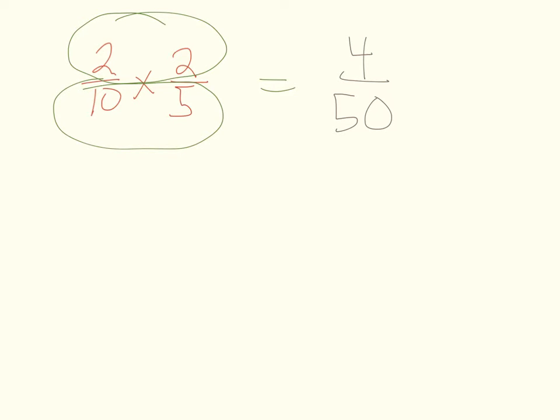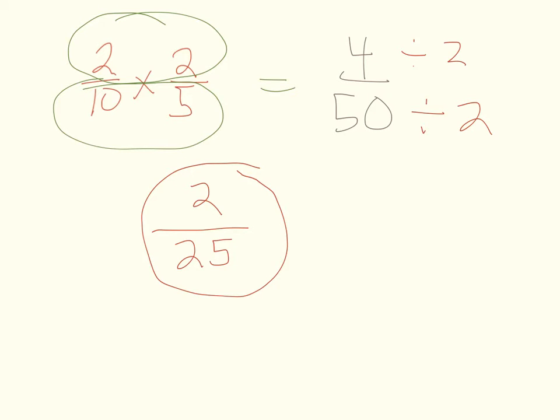So now I need to, again, find a multiple. 4 will not go into 50. 4 times 12 is 48, so that's as close as I can get. So the biggest number that I can take out of these is, again, a 2, because both of them are even numbers. 50 divided by 2 is 25, and 4 divided by 2 is 2. So that's my answer, 2 over 25. I'm going to show you a little trick with the same problem, so let's slide to the next slide.